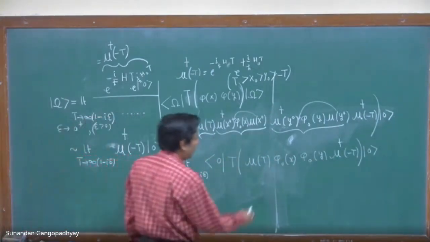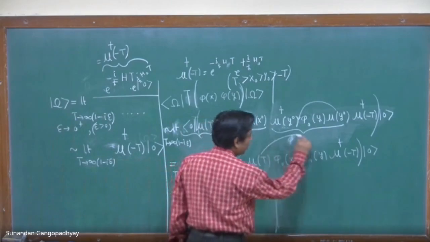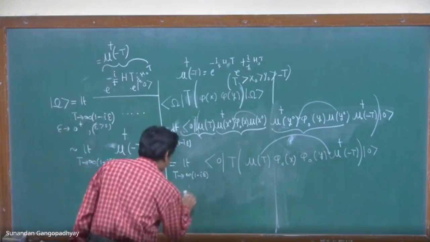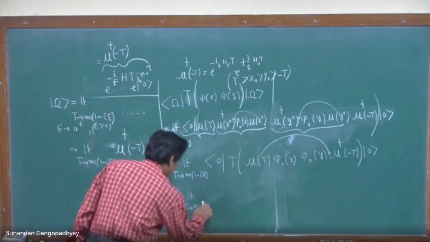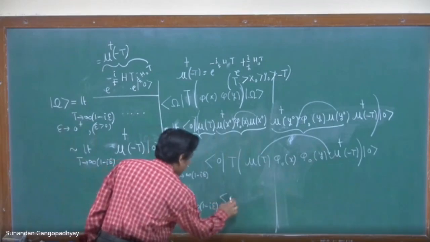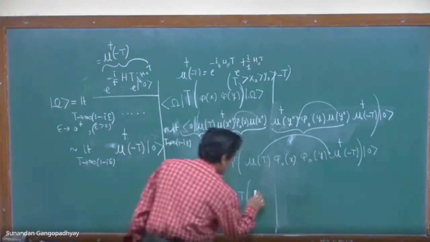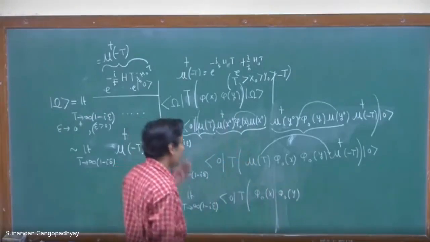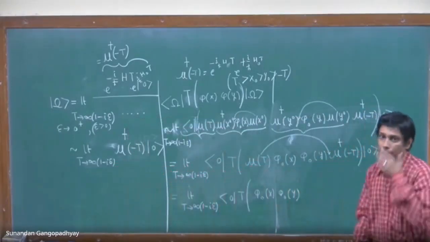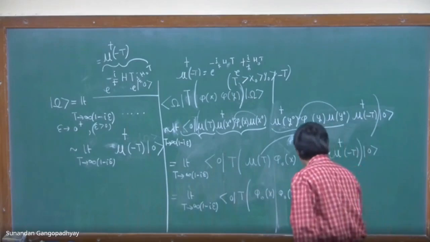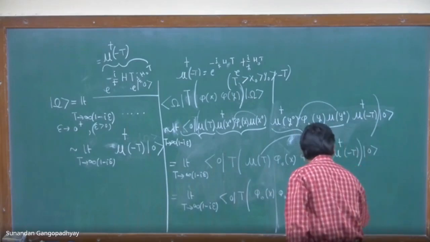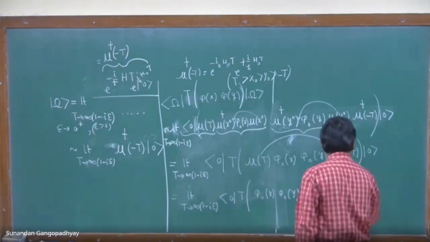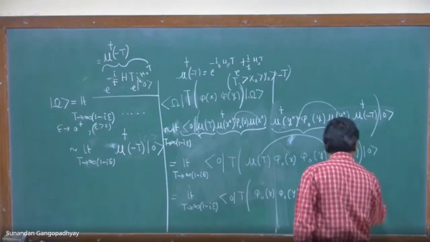Now, again, I can take this U_T and put it over here inside the time ordering. If I do that, then this will be limit T to infinity into 1 minus i epsilon, bra 0, time order of phi naught x, phi naught y, and U dagger minus T. What is that? It is basically e to the power minus i by h bar integral from minus T to plus T of V_I(t') dt'.